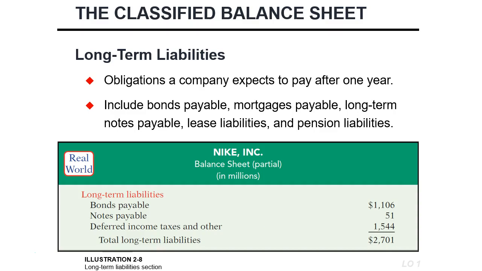Long term is just the opposite. Long term means that these debts will be paid after 1 year from your balance sheet date. So you could have bonds. We have a whole chapter about bonds coming up, chapter 10. Notes payable, long-term notes payable, lease liabilities, pensions, mortgages. So again, if it's a long-term liability, it is an obligation that will become due after 1 year from your balance sheet date. Okay?